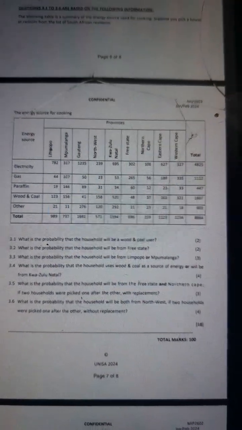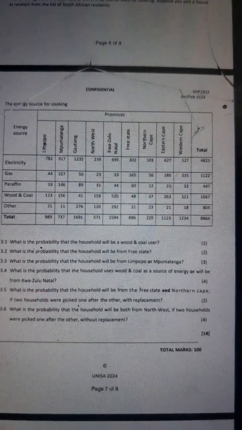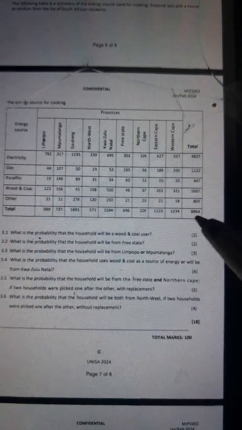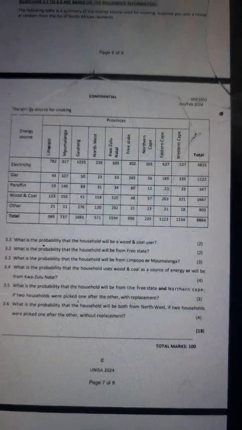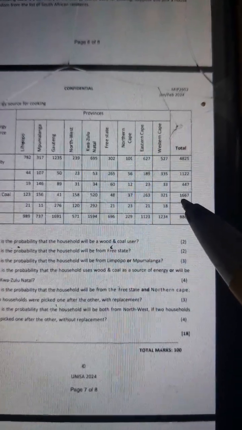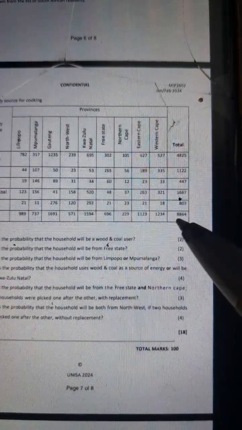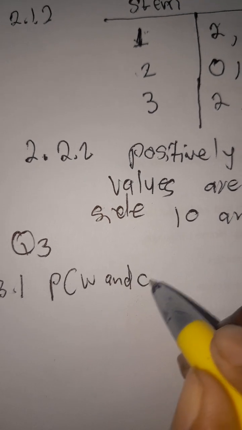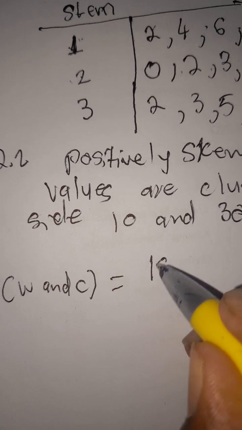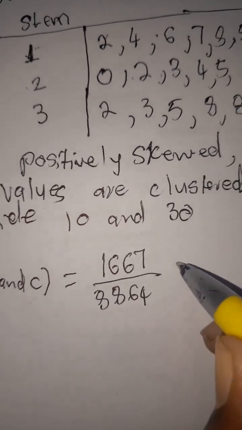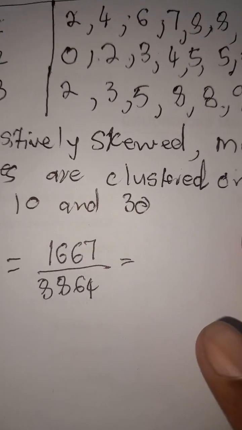What is the probability that the household will be a wood and a coal user? Well, in this case, guys, we are given the total. Remember, probability is the number of possible outcomes divided by the total number. The total number is 8864. As for the wood and coal user, we go here. What is the total? It will be 1667 divided by this overall total, right? So at 3.1, for wood and coal, the possible outcomes are 1667 divided by 8864, which is the total number of data given.